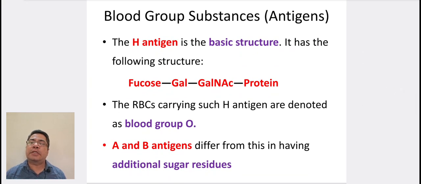The H antigen is the basic structure. It has the following structure: fucose, galactose, N-acetyl galactosamine, and protein. The RBCs carrying such H antigens are denoted as blood group O. A and B antigens differ from this in having additional sugar residues.